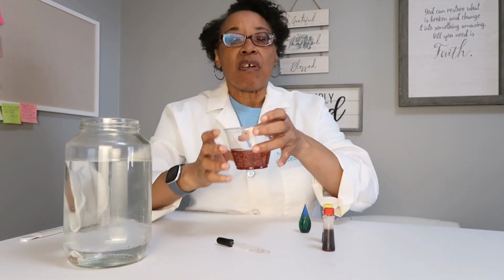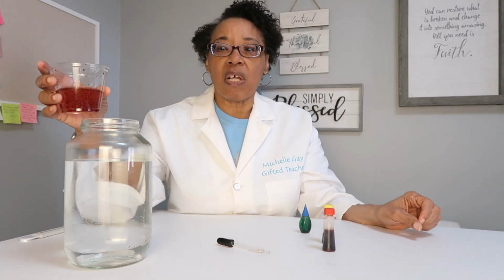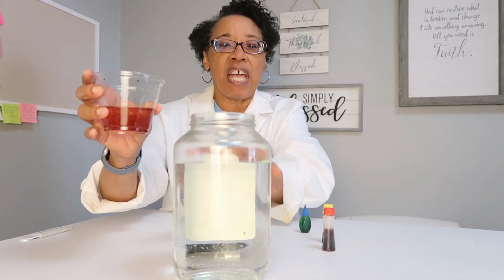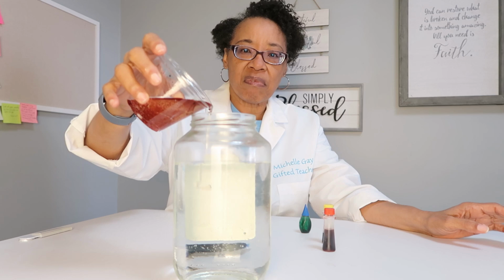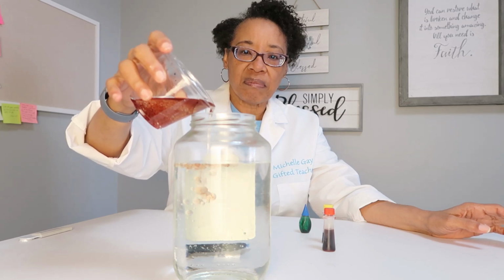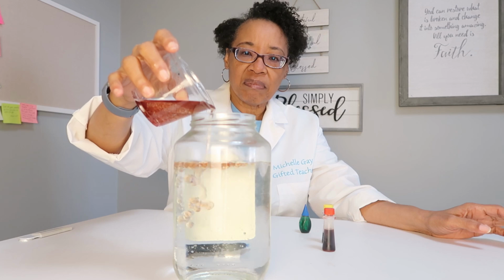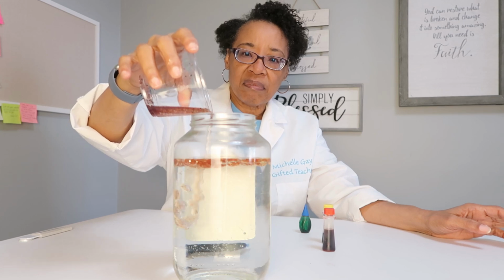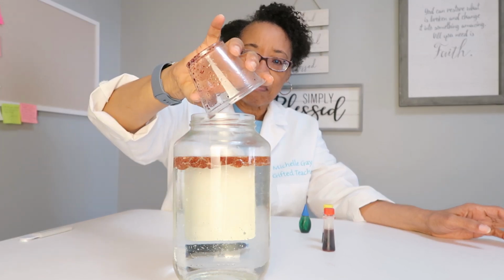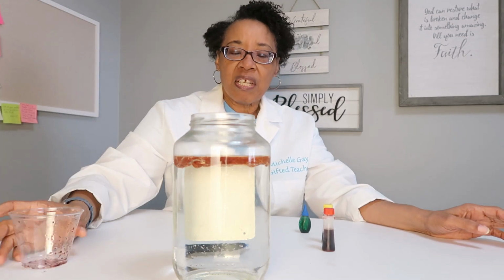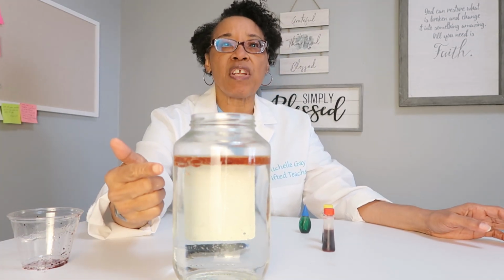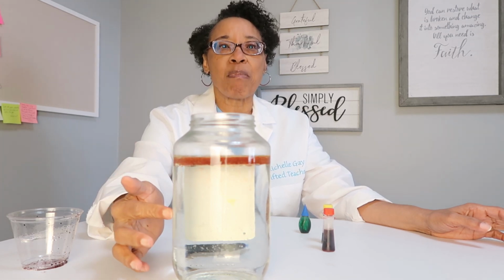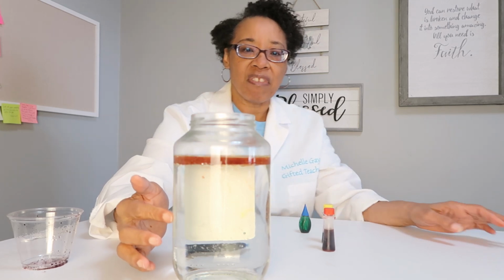All right. So then we're going to take our oil and pour it slowly into the jar. And I want you to observe what happens. Notice that the oil is floating on top because it is less dense, and the water is at the bottom because it has a greater density.